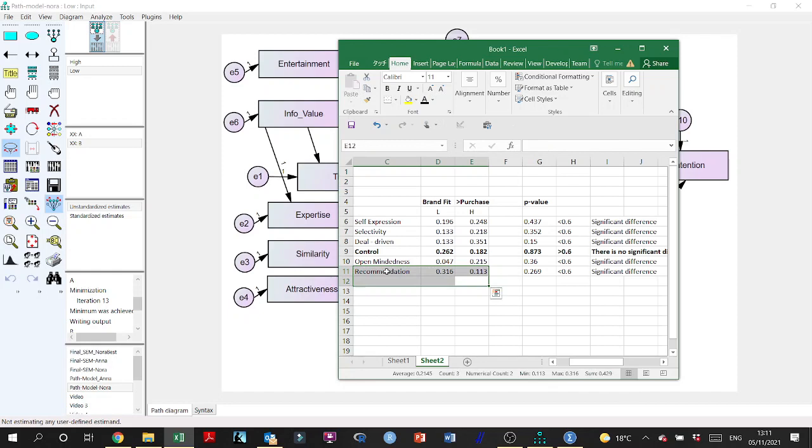So only those who are low on recommendation will be annoyed by the fact that the influencer is going out of her way and making a video on cars rather than on beauty. So this is also interesting. I think now we can understand it. If you are high on recommendation, the brand fit doesn't really matter as much to you. So this is quite interesting.